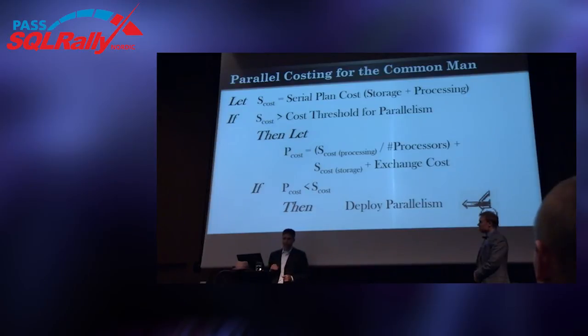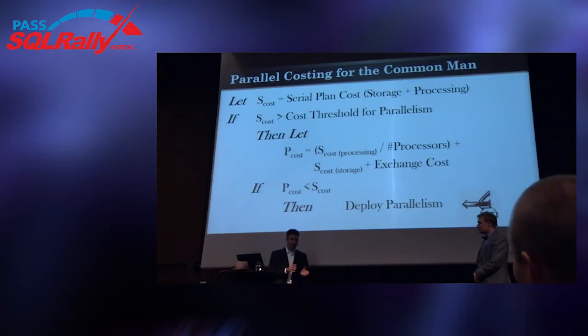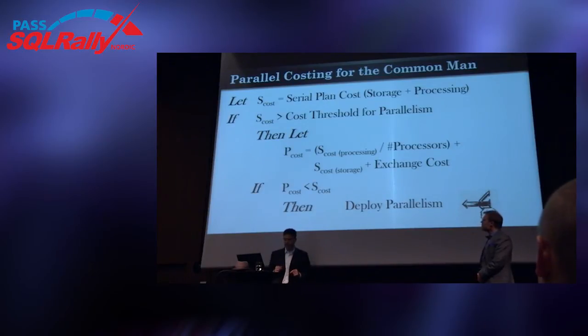First phase of optimization, the optimizer comes up with a serial cost for the plan. And the serial cost actually has two components, a storage cost and a processing cost, or a CPU cost. After that, the optimizer says, does this serial cost exceed a setting that you might have seen in sp_configure called cost threshold for parallelism? If it does, then the optimizer, in a later optimization phase, will calculate a parallel cost.